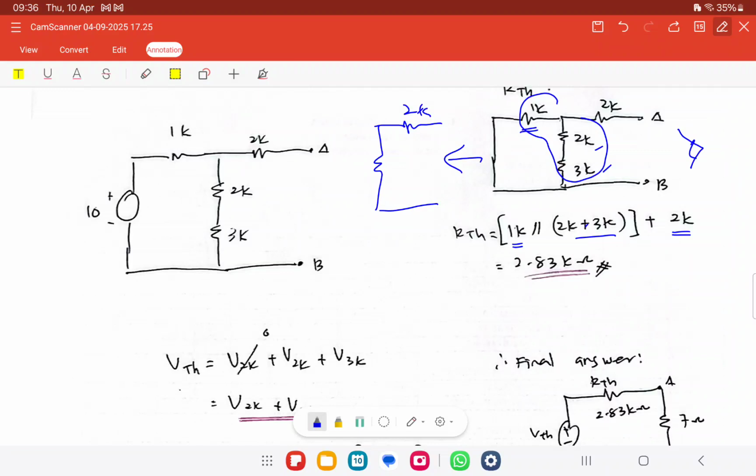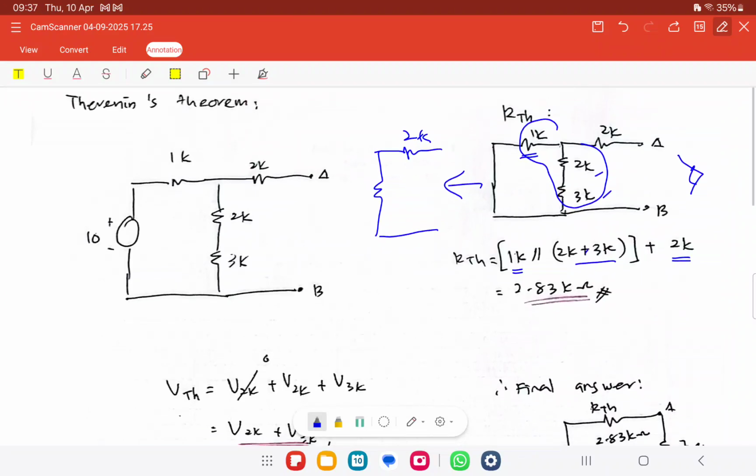Okay. Yang depan ni siapa nama? Aiman dapat. Kat mana start? That means RTH is R equivalent, tapi dia tengok source dia voltage atau current. Yes. RTH is R equivalent. Sama. Because dia voltage, kita buat dia parallel.